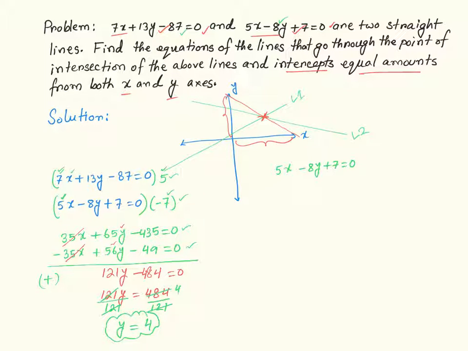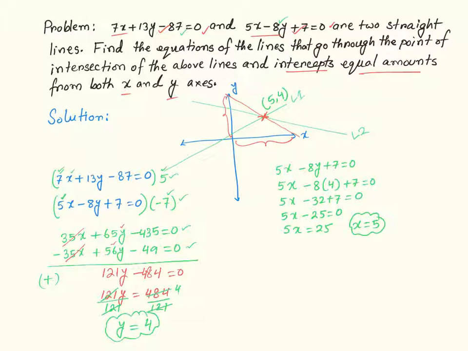If I do that, I get the following. I'm using the second equation, so 5x minus 8 times y. My y is 4, then plus 7 is equal to 0. So 5x minus 32 plus 7 is equal to 0, or 5x minus 25 is equal to 0. I add 25 to both sides, that gives me 5x is equal to 25, and then divide both sides by 5, that gives me x is equal to 5. So the point of intersection is x comma y equals 5 comma 4.